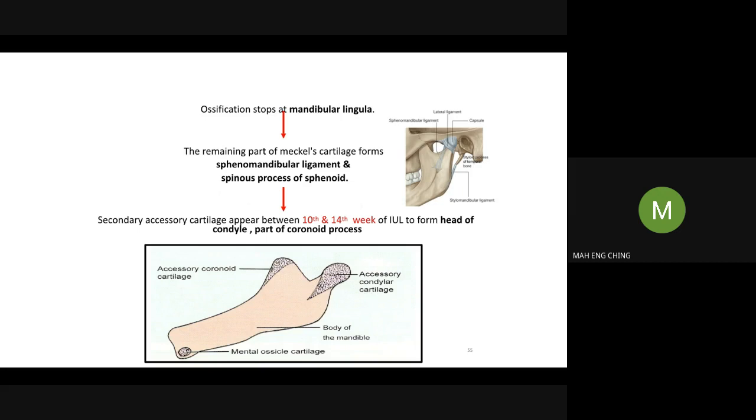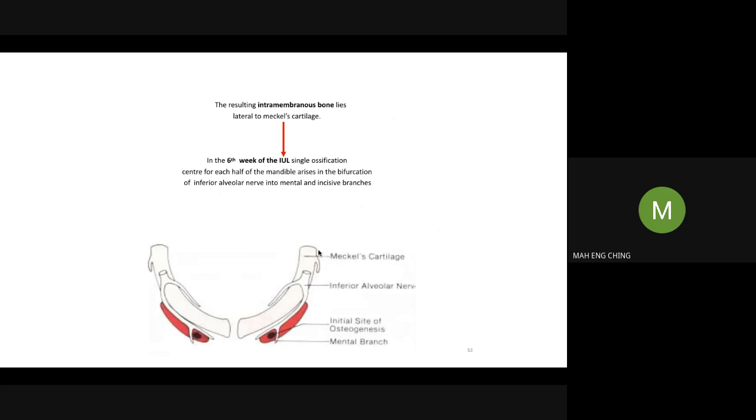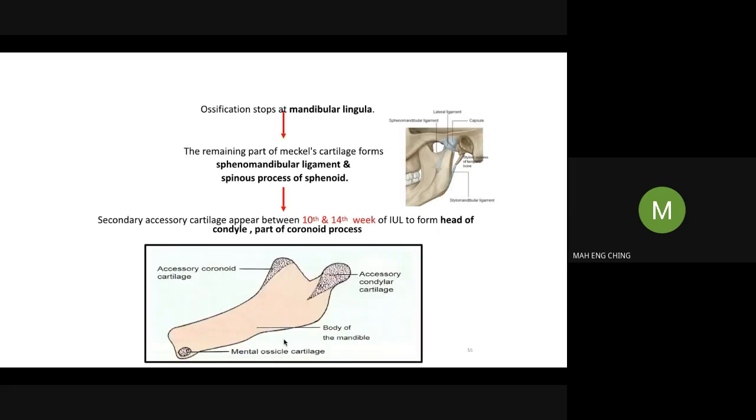But ossification stops at the mandibular lingula, and then the remaining part of the Meckel's cartilage will form the sphenomandibular ligament and the spinous process of the sphenoid. So look at these right pictures. This Meckel's cartilage slowly will disappear, then this bone formation, or mandible growth, happens. Then this Meckel's cartilage slowly becomes smaller. Eventually they become the styloid process, or the sphenomandibular ligament, and then the spine of the sphenoid, which is here.